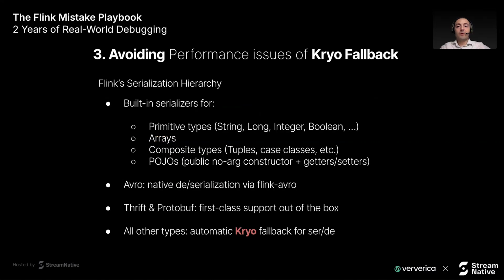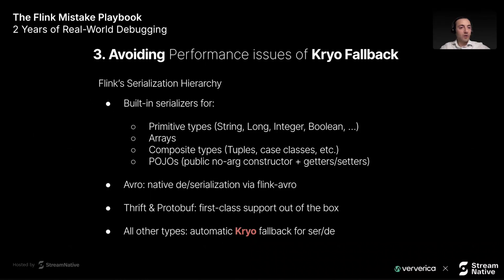This is Flink's serialization hierarchy. When Flink reads events from sources, it serializes that data with its own serializers. Flink has built-in serializers supporting especially the primitive types, which are string, long, integer, boolean, all these primitive types. Arrays and composite types like tuples and case classes are all supported out of the box. Of course, POJO classes, which have public no-argument constructors. If there are private fields, they should definitely have getters and setters. These are the rules of POJO, and this is all supported by Flink.